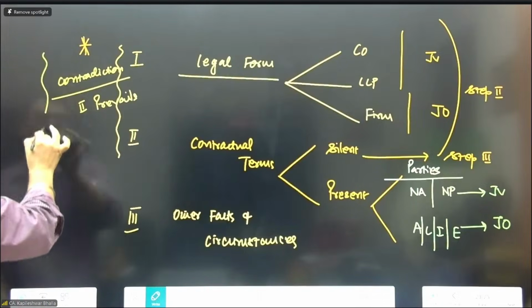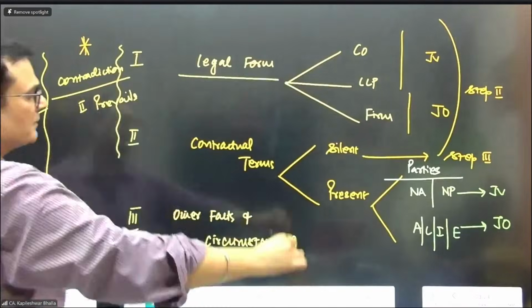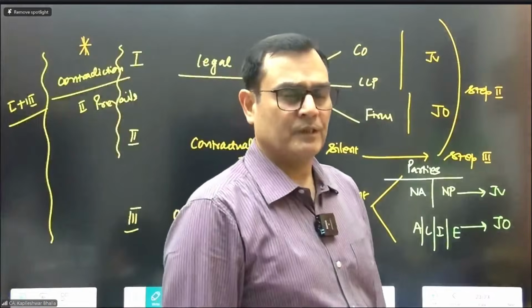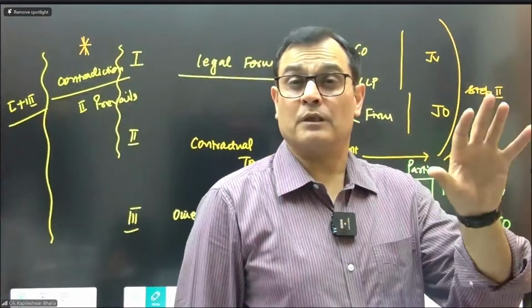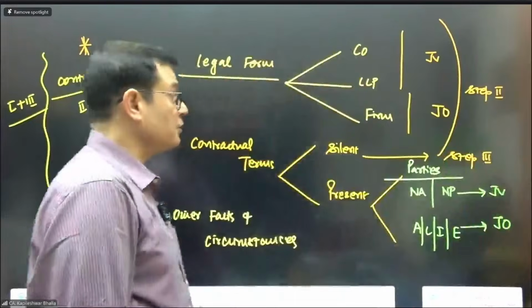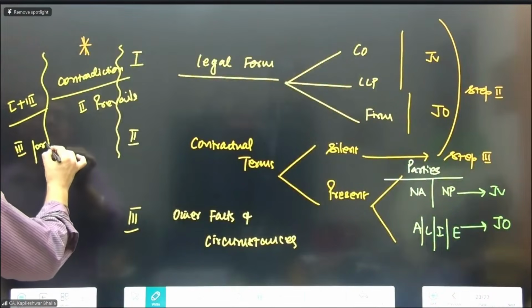And if there is a contradiction between step one and three, because you would bypass step number two if it is silent, then step three will prevail. So there could be a contradiction in one and two, or there can be a contradiction in one and three.